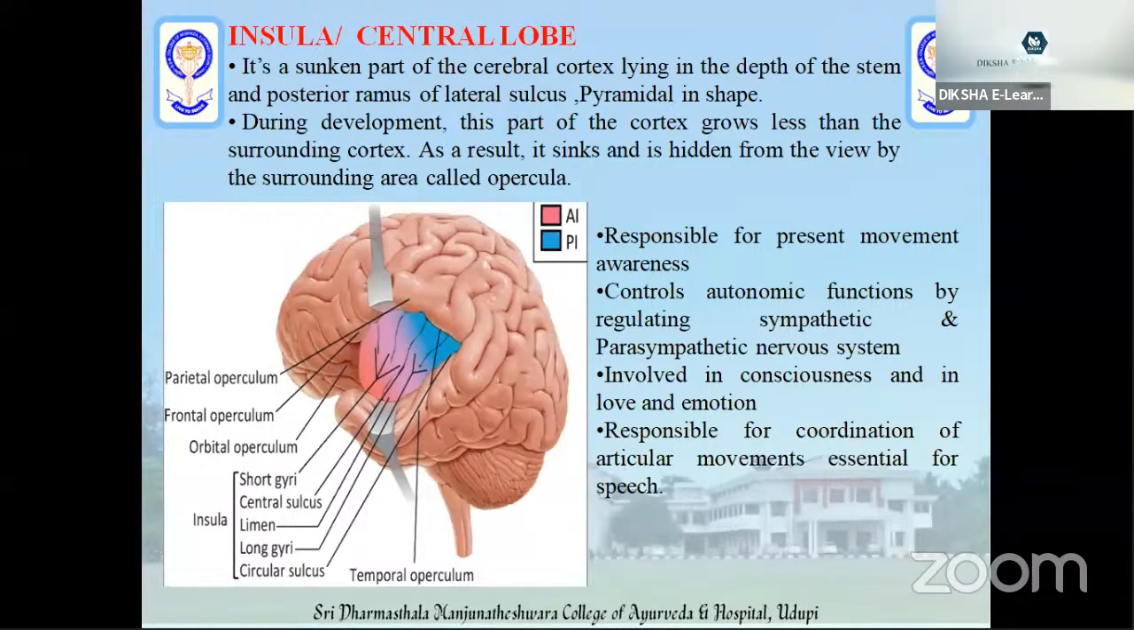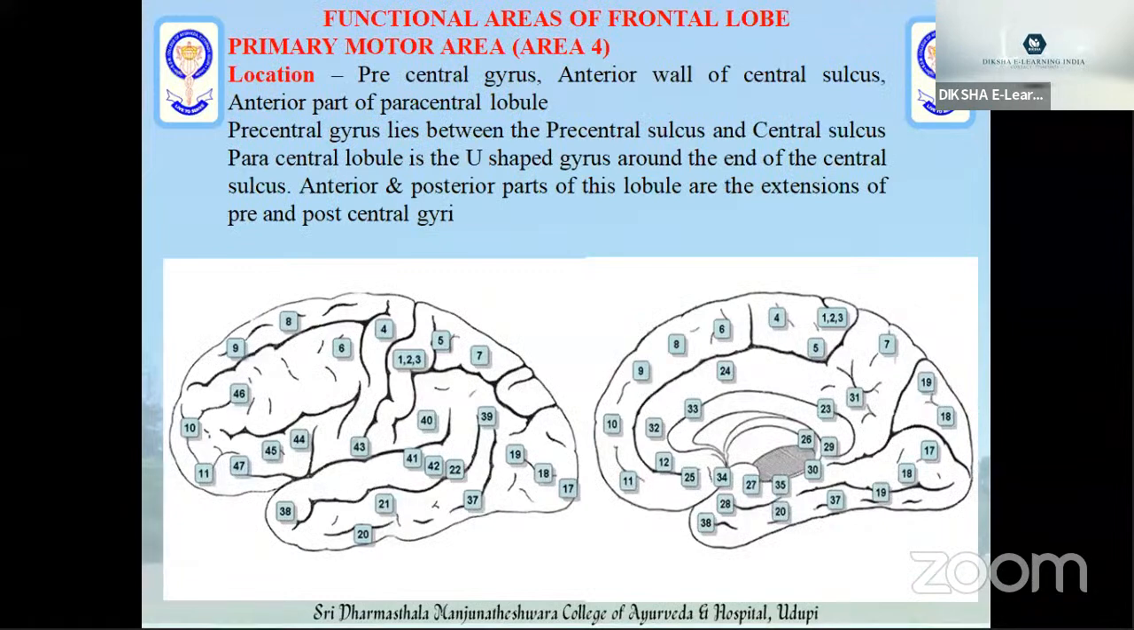Functional areas of the cerebrum, we will consider one by one: the functional areas of the frontal lobe, of the parietal lobe, of the temporal lobe, and of the occipital lobe. First, let us go towards the functional areas of the frontal lobe. A scientist called Brodmann has divided the lobes of the cerebrum into 47 functional areas.